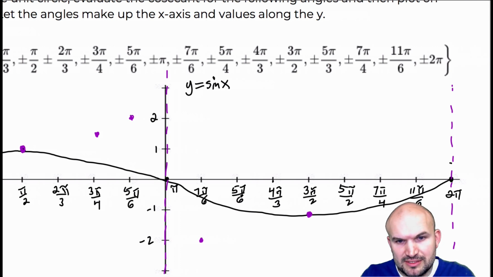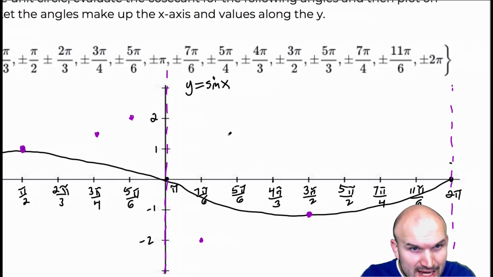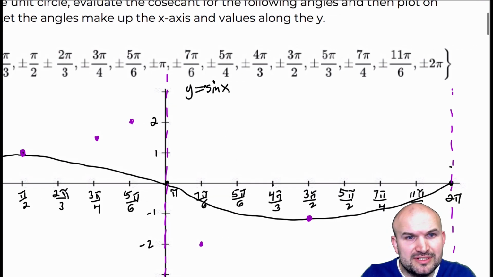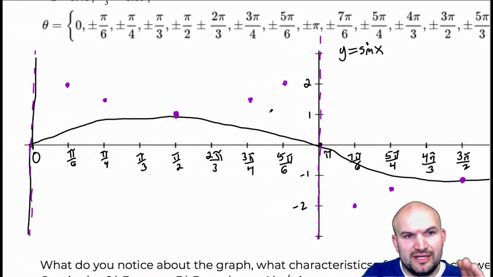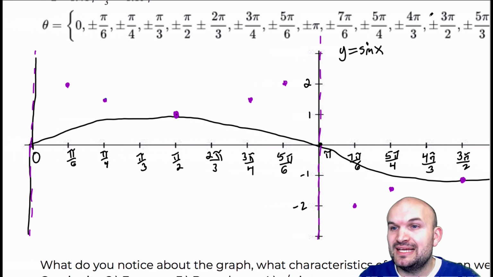Where's my 7 pi over 6? Oh, I wrote that down wrong. That should be 7 pi over 6. That's 5 pi over 4. So I messed that up. That should be a 5 pi over 4. So that is going to be a negative 1.4. And then we have 7 pi over 4, which is a negative 1.4. And so now you're starting to see this kind of shape that's coming through. And then we can add this up.